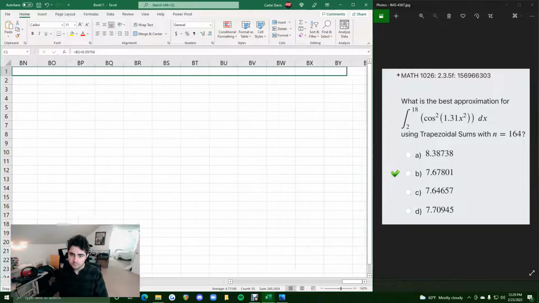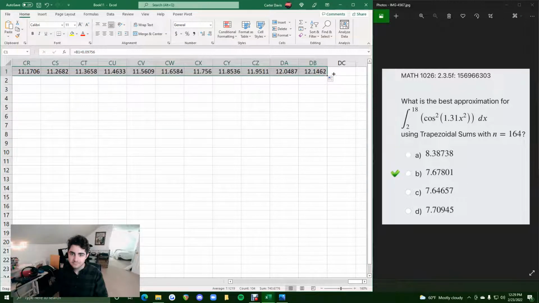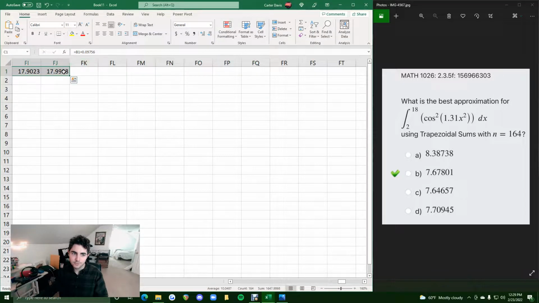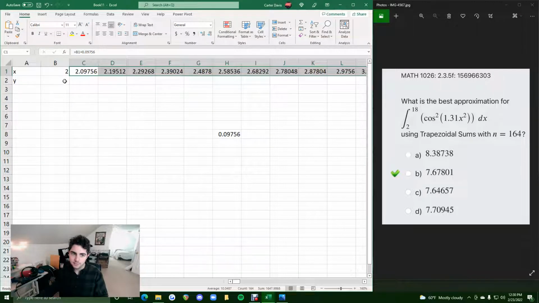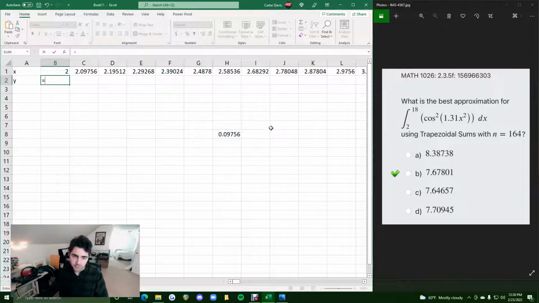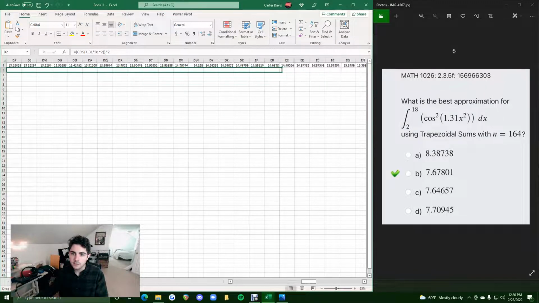Let's keep it going. Went way too far. All right. So I guess just before 18, 17.99998 should suffice. So we want the y values corresponding to these x values. So we will do equals cosine of 1.31 times B1 raised to the second, closed off. And then the same idea applies. We will put the entire cosine of all that stuff in parentheses and then raise it to the second in order to square that cosine. So now we click and drag this across to fill in all these y values here.